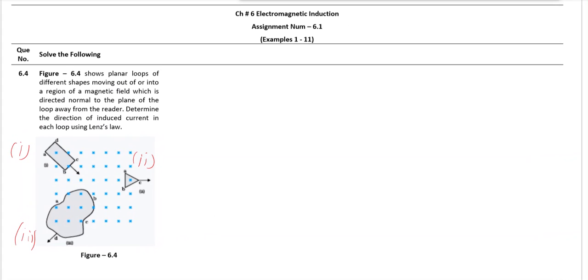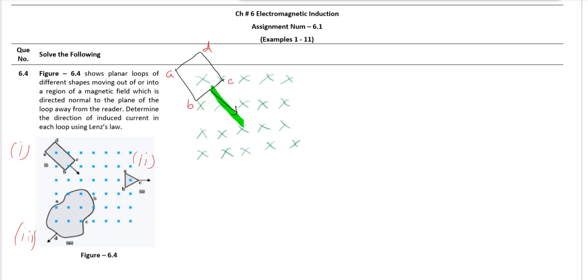So we start with the first case. In the first case, this is how the magnetic field is established. Field lines are going inside, and in this field, suppose I bring a rectangular loop from one corner. This is the loop which we are bringing in, and let us label the corners as A, B, C, D. So what will happen as you drag it in this direction? Obviously the field lines passing through the loop will increase.